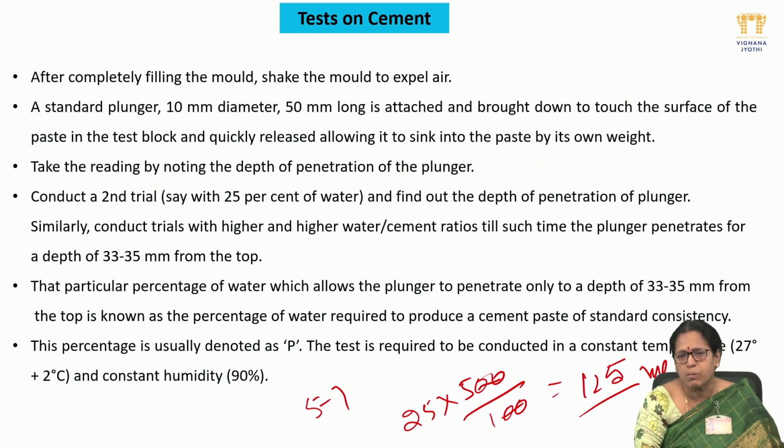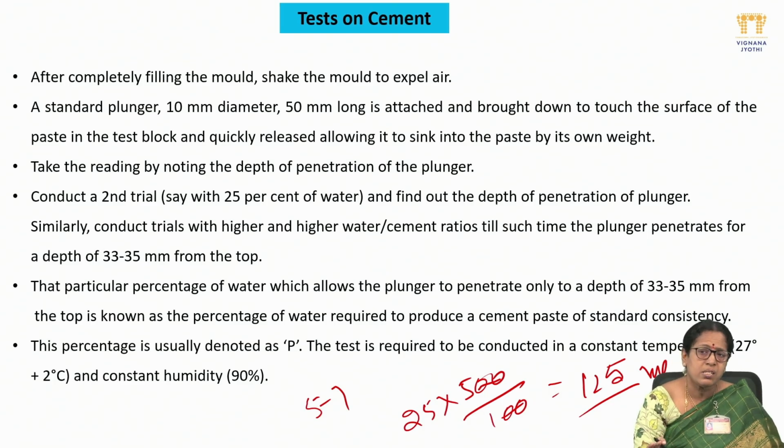We will stop the experiment where the indicator reading is showing 33 to 35 mm from the top of the mold and 5 to 7 mm from the bottom of the mold. There we have to stop the experiment. At whatever percentage you attain that 33 to 35 mm penetration depth from the top of the mold, that will be your normal consistency of your cement, which will be expressed in percentage and denoted with the letter P.